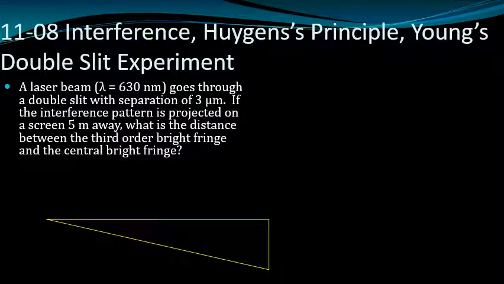So I'm going to draw some geometry. My laser's there. It's 5 meters away from our screen. My screen's down here. In the middle, m is 0. That is the bright spot 0. And down here is m is 3. That means it's the third order bright spot. So it's the third bright spot away from the center. And we want to know that distance.